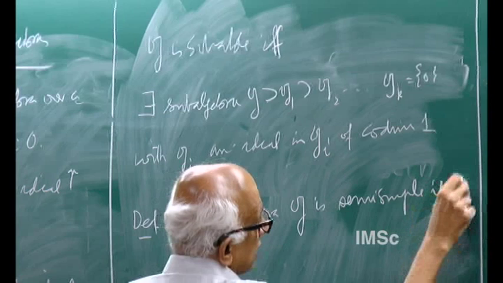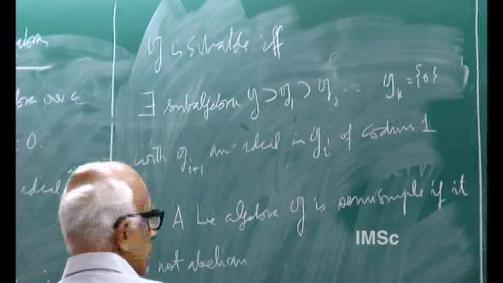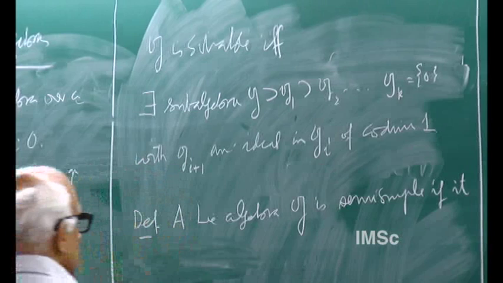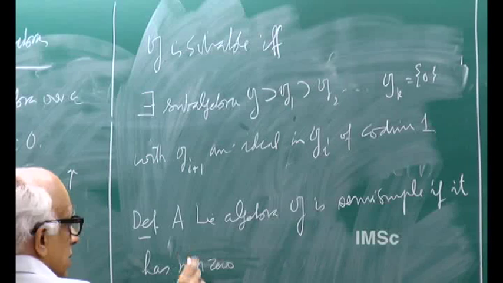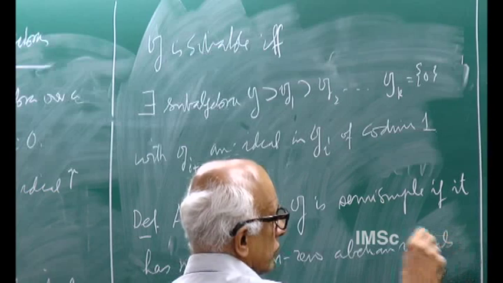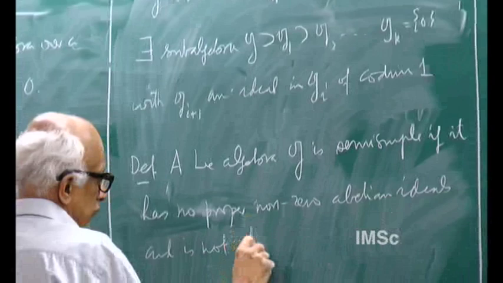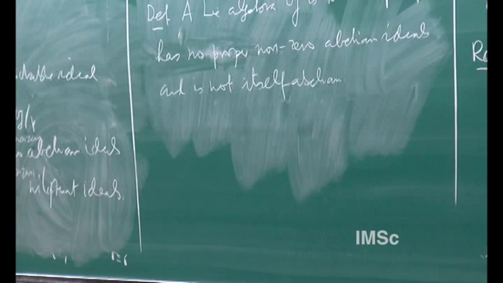Okay. So, a Lie algebra G is semi-simple if it has no proper non-zero abelian ideals, and it's also not itself abelian. A one-dimensional Lie algebra has no proper abelian ideals. It's either the whole or zero. So to avoid that, you make sure it's not abelian itself. A Lie algebra G is semi-simple if it has no proper non-zero abelian ideals and is not itself abelian.